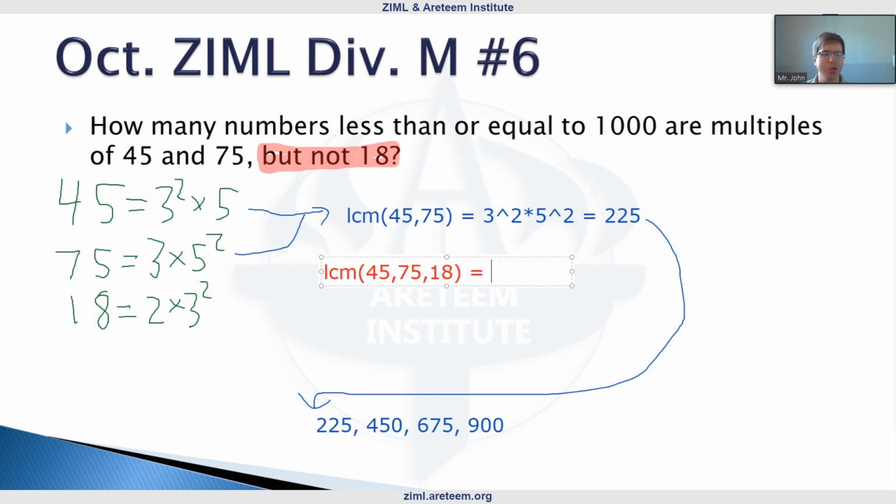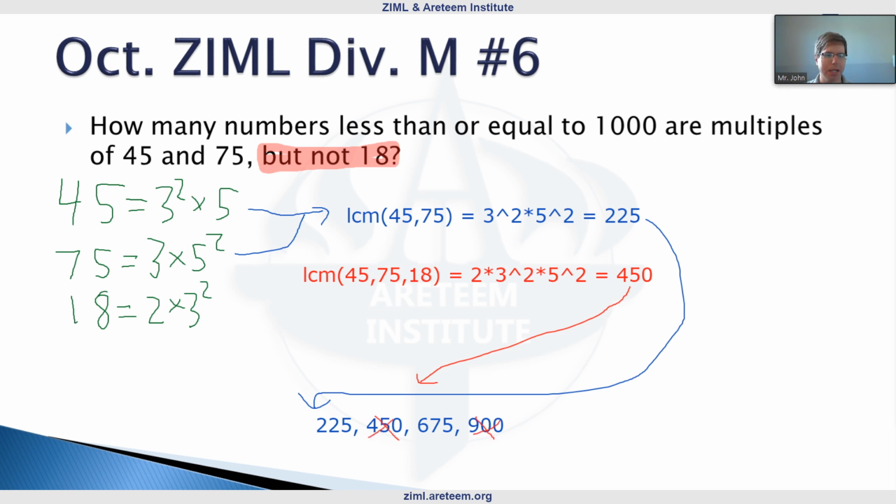What's the power of 2? We need at least 1 2. We need at least 2 3s. We need at least 2 5s. So this is 2 times 3 squared times 5 squared equals 450. And so that allows us to go down and cross out all of the ones we do not want. Cross out 450, cross out 900, and we're left with 2.